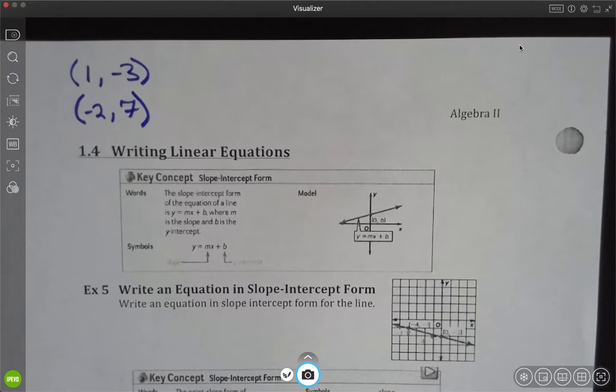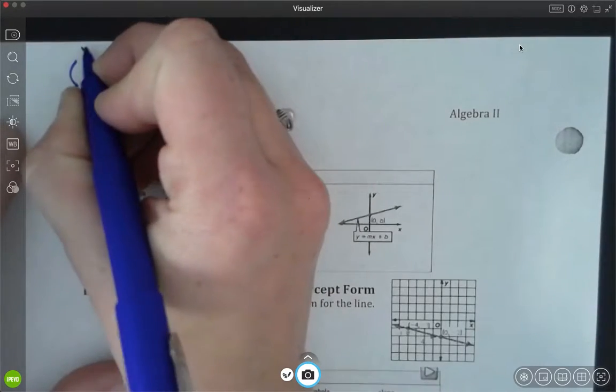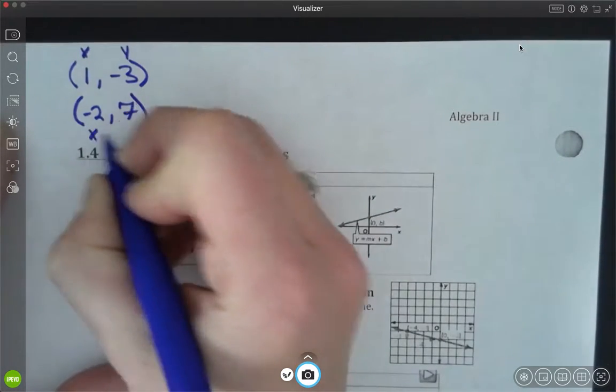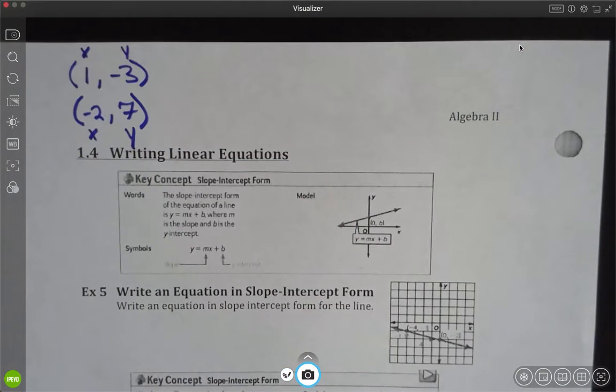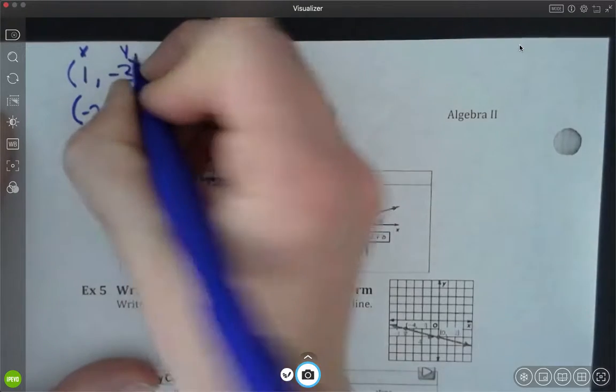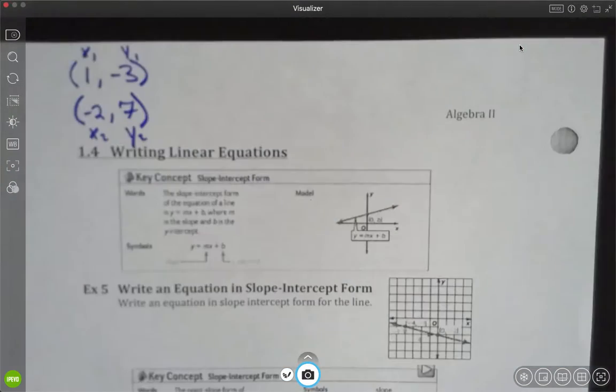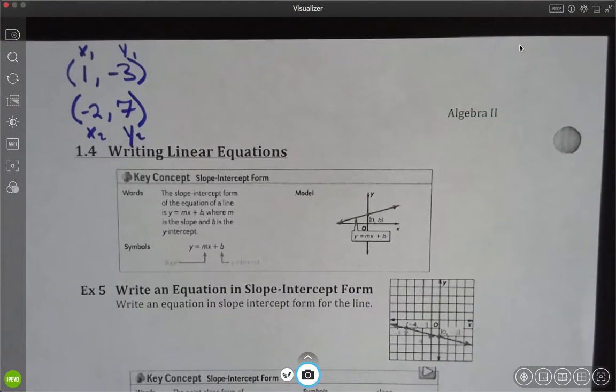Y2 minus Y1 over X2 minus X1. So just as review, X, Y. Which one is 1 and which one is 2? 7 is 2, -3 is 1. The first one, the second one. So do your Y2 minus Y1, X2 minus X1. I'll give you a second. Just to review, find the slope.